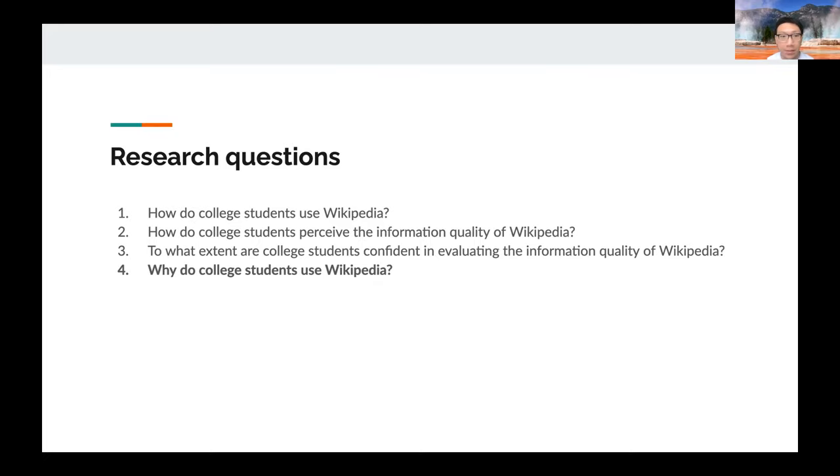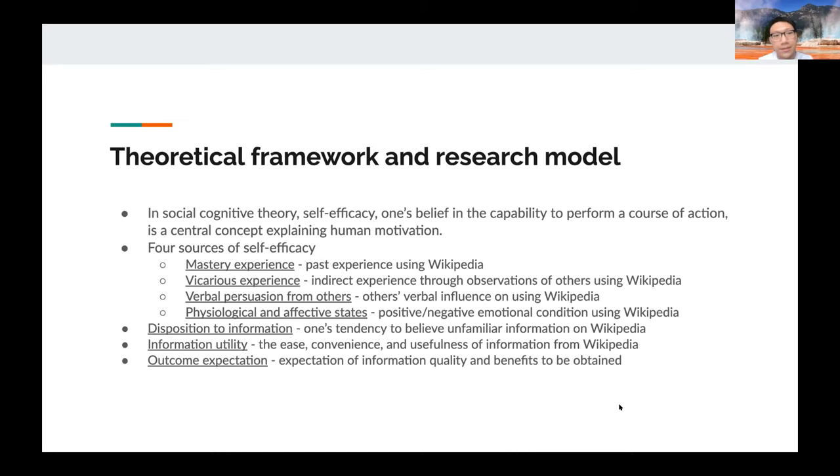And then they have another set of questions from which they obtain variables for the regression modeling for the fourth research question. Why do college students use Wikipedia? And I'll be focusing on talking about that next. So the theoretical framework here is that they use social cognitive theory, in which this term self-efficacy, defined as one's belief in the capacity to perform a course of action, is thought to be the central explanation for human motivation for any human behavior. And then there's a prior study which identified four aspects of self-efficacy. First one, and they use these as the independent variables.